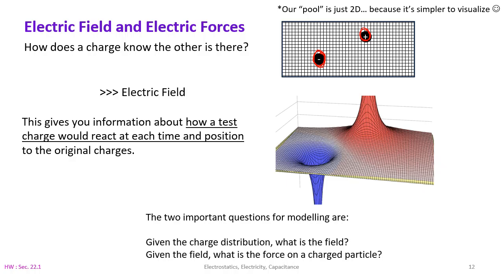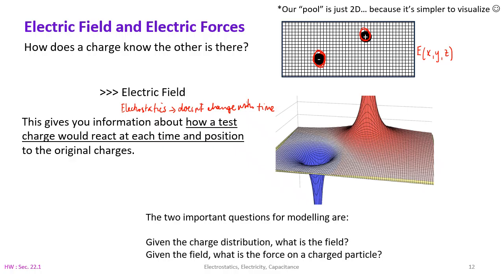So we will write electric field is a function of x, y, z, or maybe just x and y. We're not going to worry about time because we're dealing with electrostatics. So electrostatics doesn't change with time.